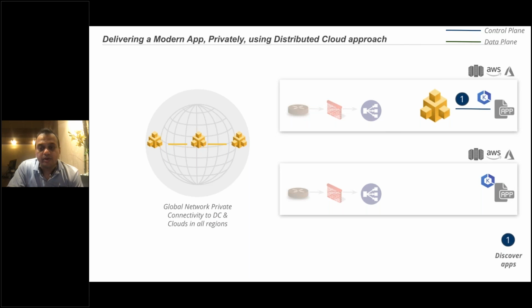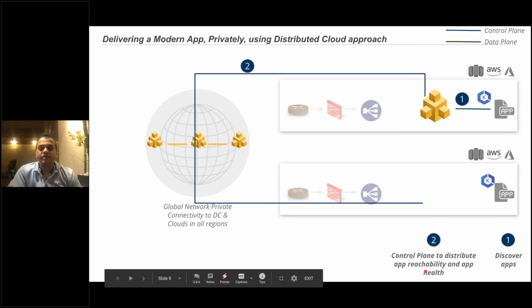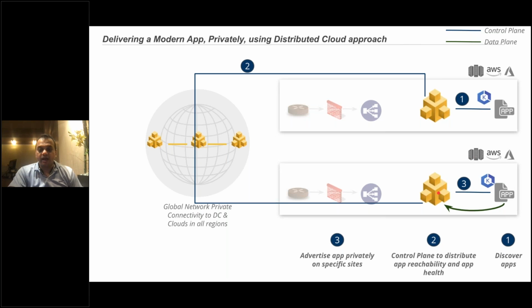And now the distributed cloud should discover the app, discover all the services using its control plane. Now it distributes app reachability, not only to your public sites but also to other sites and locations where you might need to consume your app. So it distributes the reachability and health to these different locations. In this case, it's distributing the health to this location. This then advertises the app. So now you're advertising the reachability to this app to this site and this site only, right?